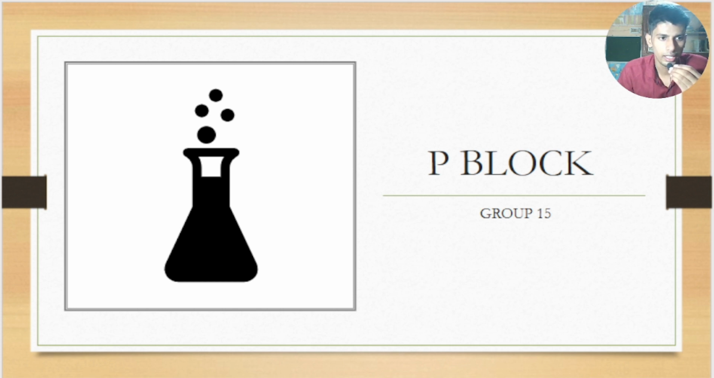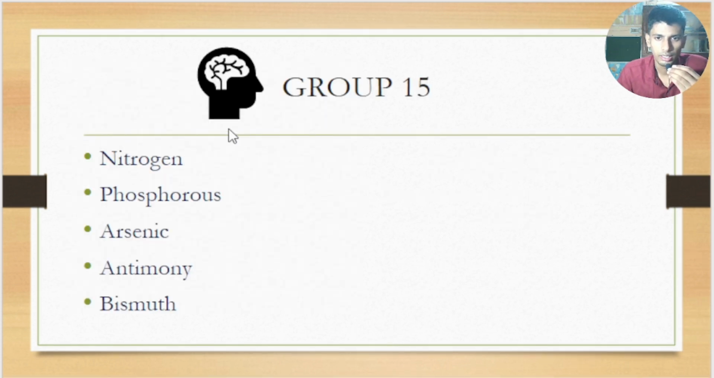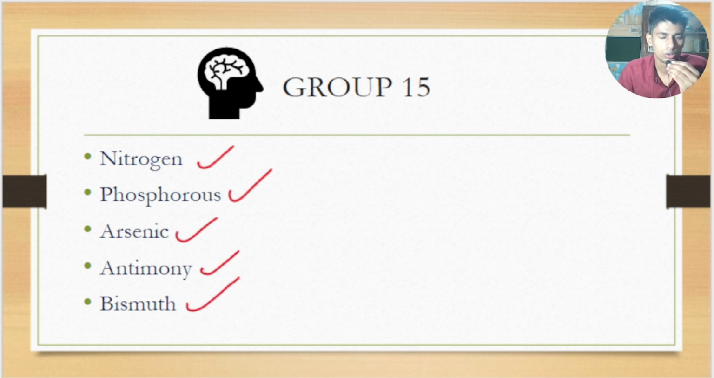Group 15 contains 6 elements, but in this video I am going to discuss only the 5, because the last one is a radioactive element. So we have nitrogen, phosphorus, arsenic, antimony and bismuth. So let's start with the basic thing.